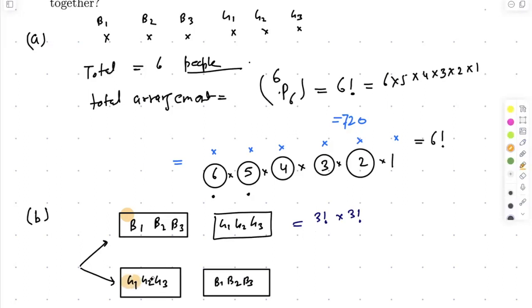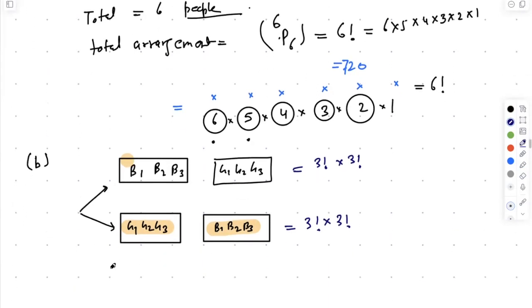Similarly, if the girls are going to sit together first, the total ways are going to be 3 factorial, and then after that the boys will follow them, and their permutation is 3 factorial. All 6 have to sit together. So this is going to be the total possibilities. So either the first option is available or the second option is available.